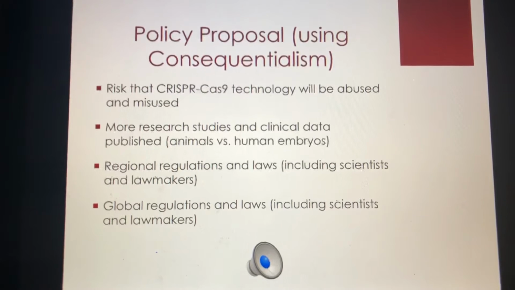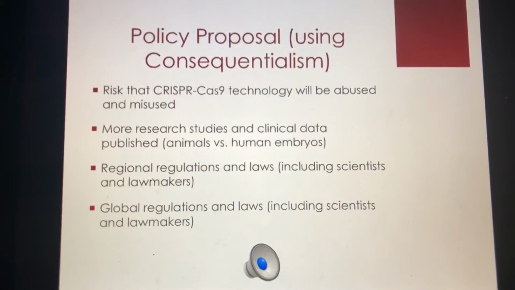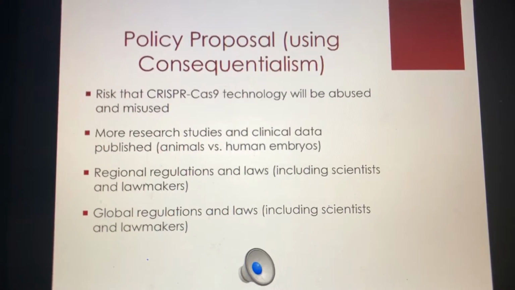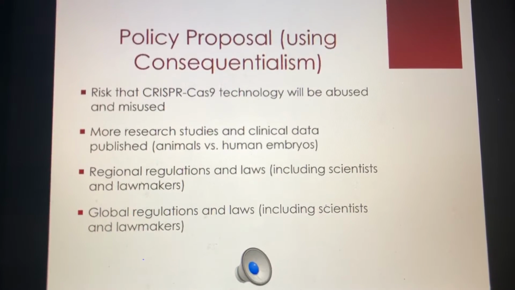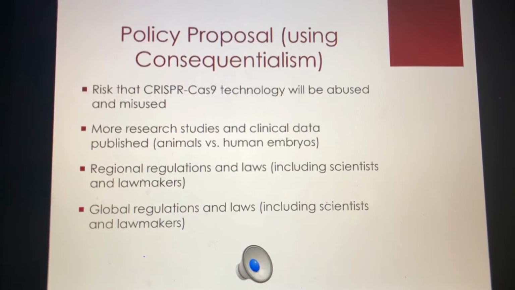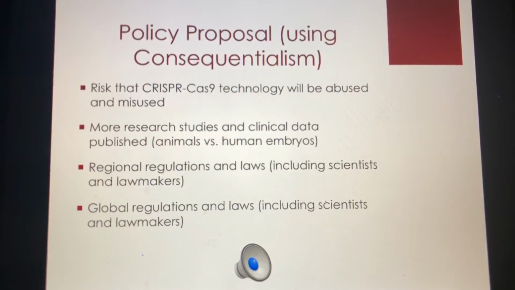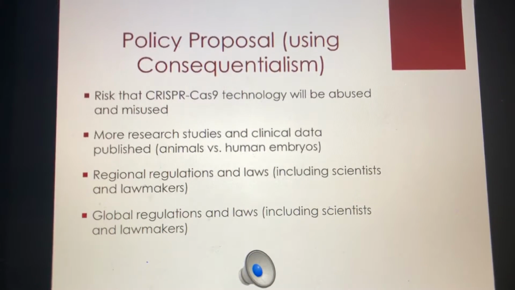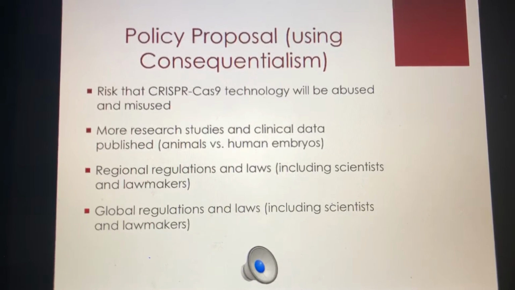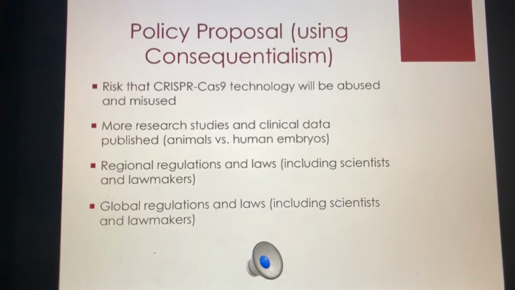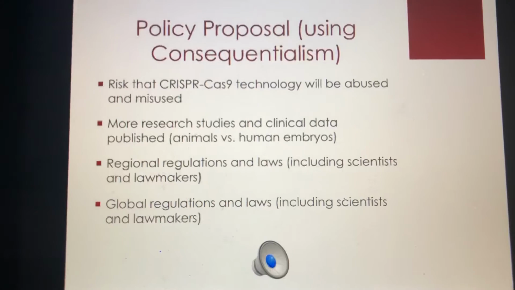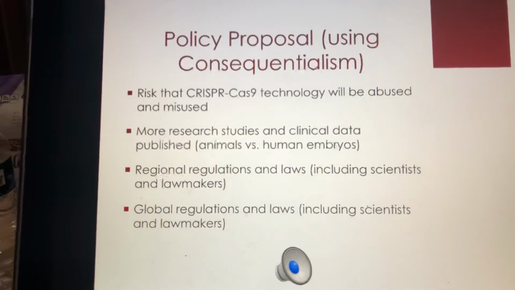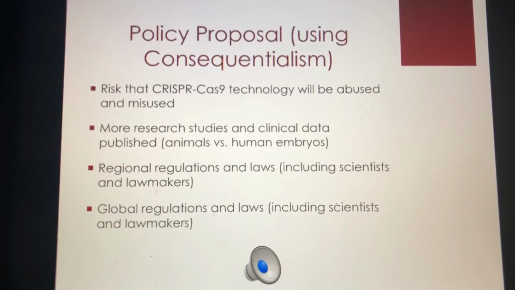There need to be more research studies and clinical data published, not only in animals, but also in humans. Human clinical trials need to be established. And then regional regulations and laws have to be created, and they don't need to be made just by lawmakers or government officials. They need to include the researchers who are actively participating in these trials and researching this on an everyday basis. It needs to come together.